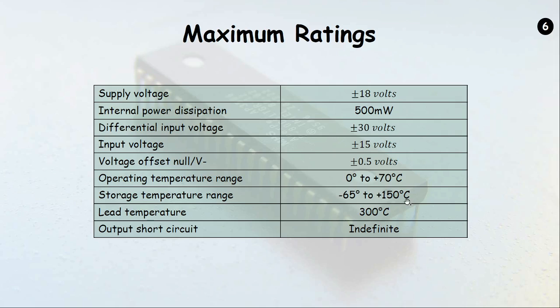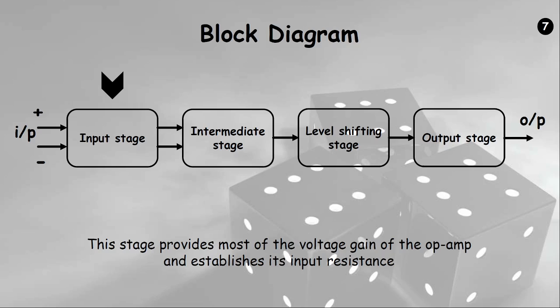These are the different applications: for military purposes we can use this temperature range, and for normal commercial use we can use that temperature range. Then the lead temperature is 300 degrees Celsius, and the output short circuit is infinite. Yeah, so we'll discuss the next topic.